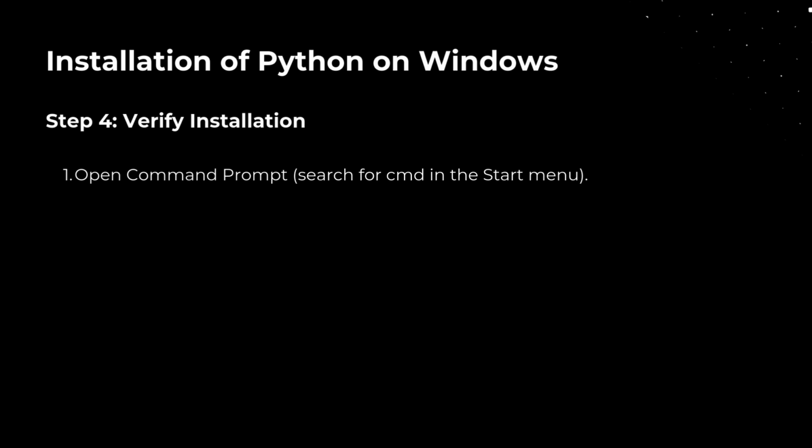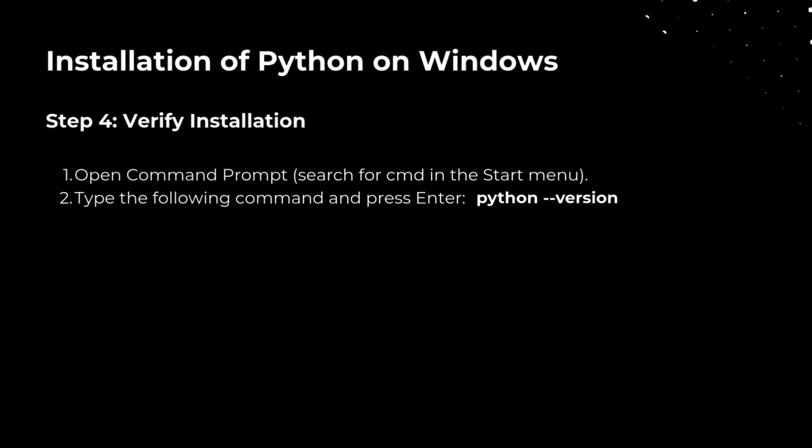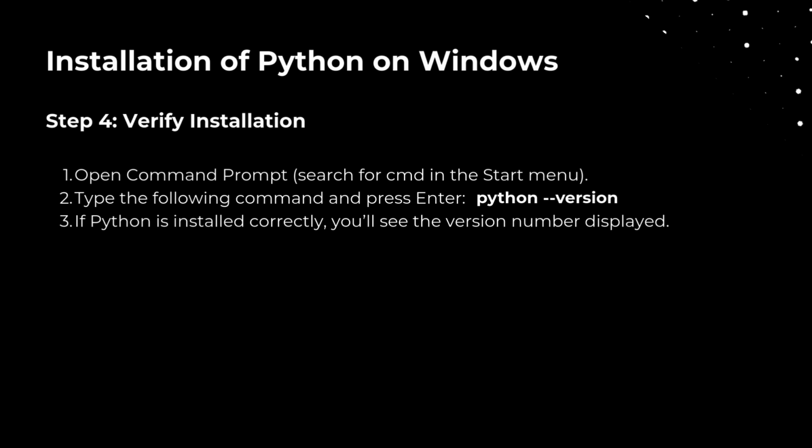Step 4. Verify installation. Open command prompt. Search for the command prompt in the Start menu. Now type the following command and press enter: python --version. If Python is installed correctly, you will see the version number displayed.